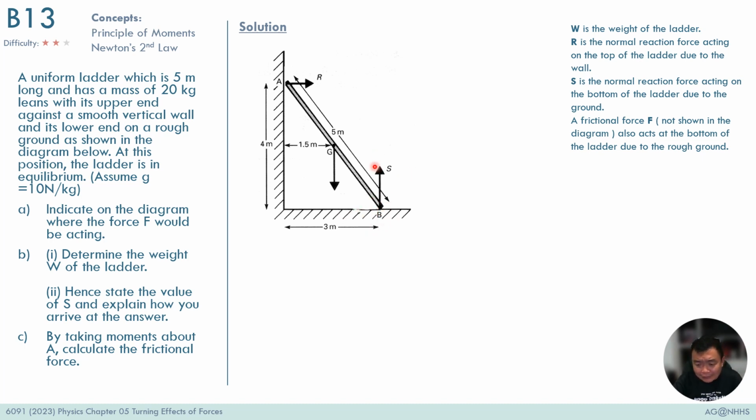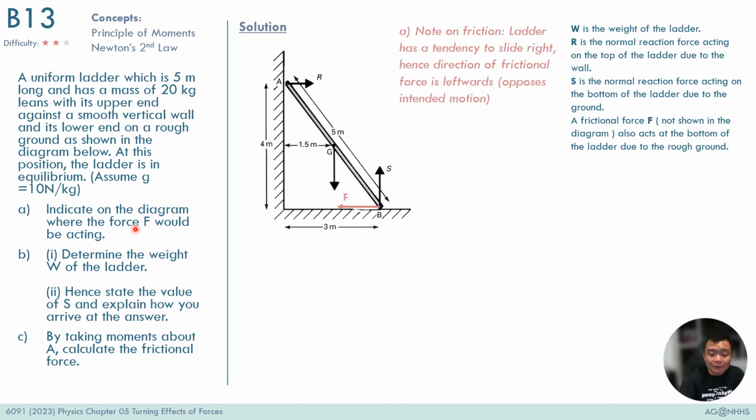There's a force missing though, a frictional force, and in part A you are to determine where the frictional force is acting. The frictional force is drawn pointing towards the left, because the ladder has a tendency to slide down, and therefore the frictional force opposes this intended motion, and hence the frictional force direction is towards the left.